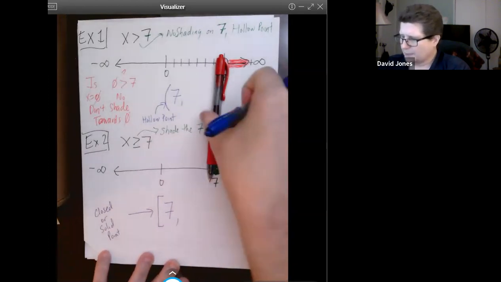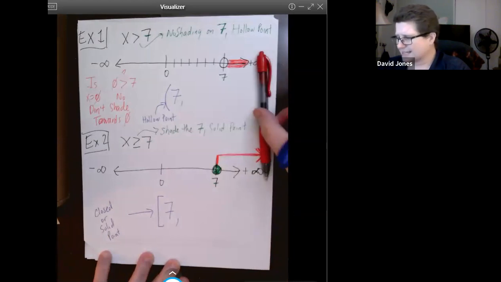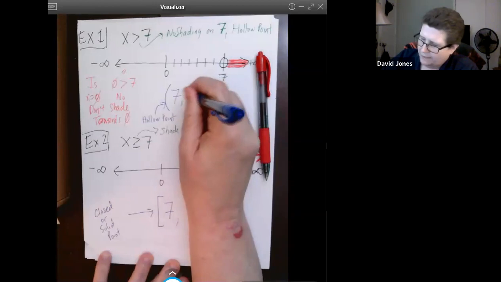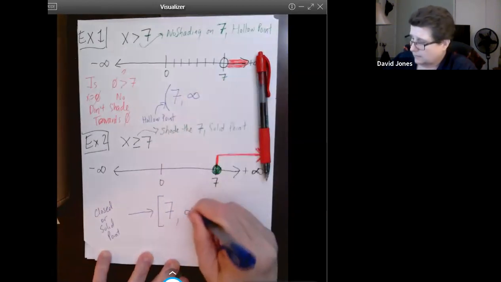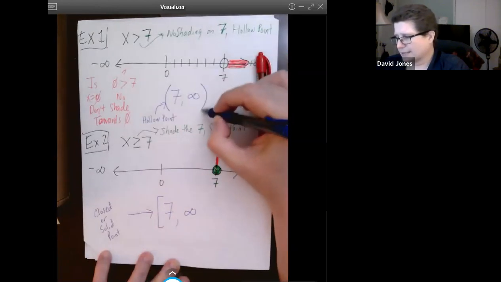Then I keep sliding the pencil until I get to where the interval stops. The interval doesn't stop on the number line. It keeps going to infinity. So I will put infinity in. And infinities always get parentheses.